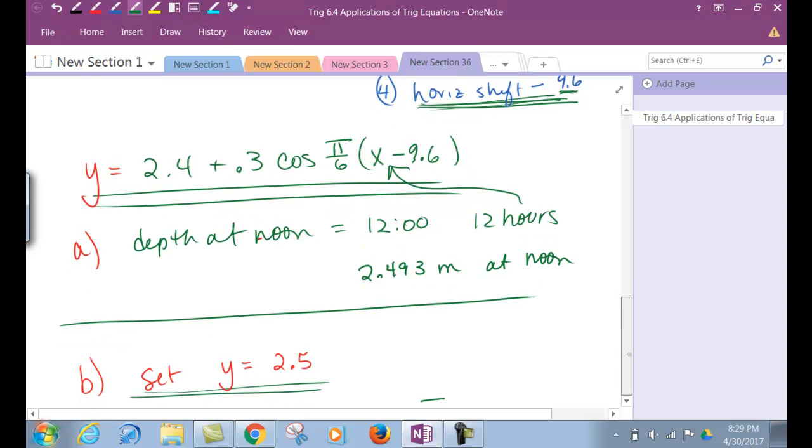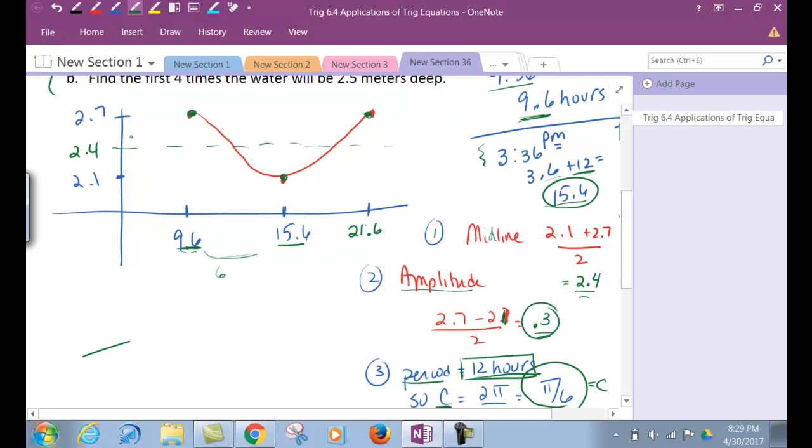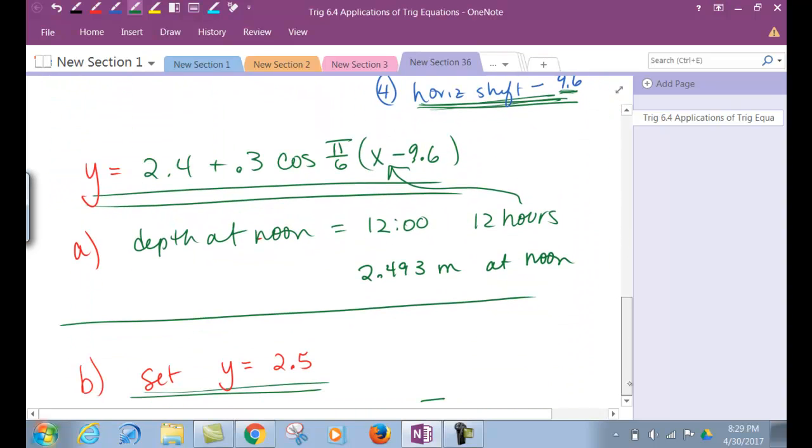All right, so now we're saying we want to go back here and imagine a line drawn at 2.5, and we want to know after 9.6, what are the first 4 times that the tide will be a depth of 2.5? So in other words, we're setting y equal to 2.5. So we're going to go ahead and solve this equation, and we're going to find not one value, we're going to find 4. Okay? So here we go. You ready?